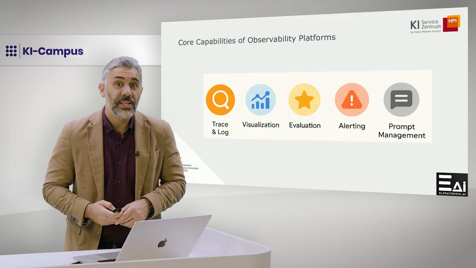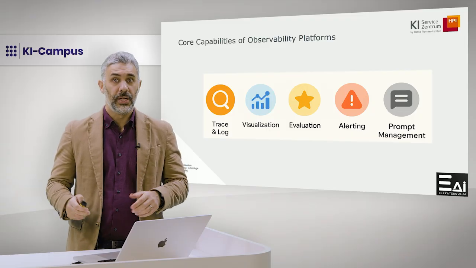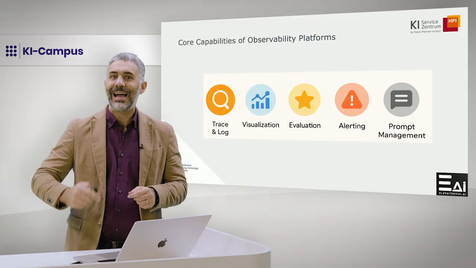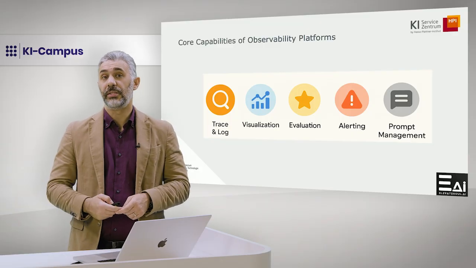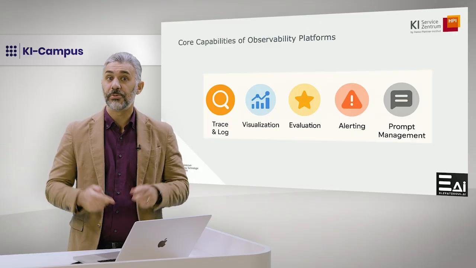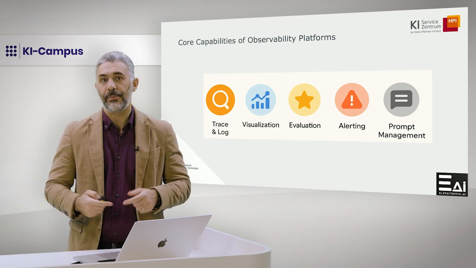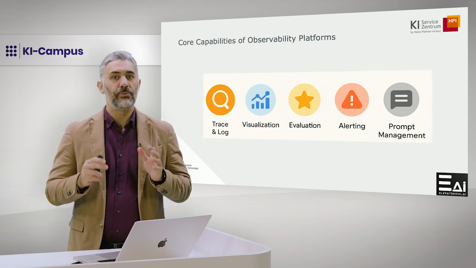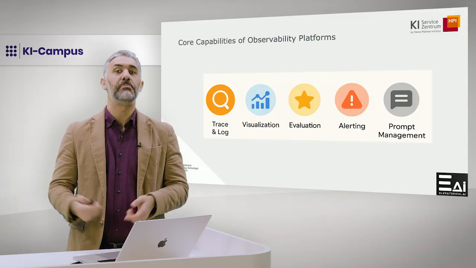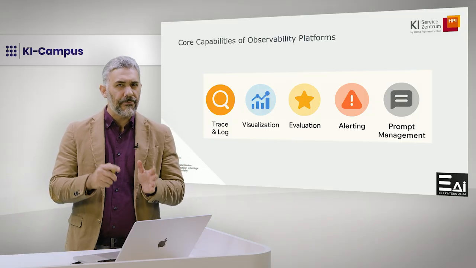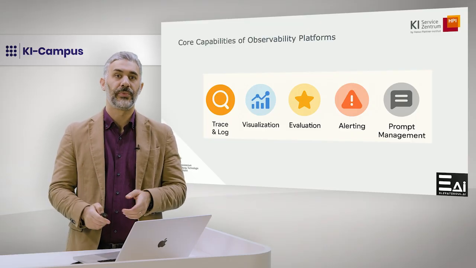Now that we have seen some of the major observability tools in the ecosystem, it's useful to understand the types of capabilities they actually provide. Most observability platforms for agentic AI systems fall into a few common categories. First, trace and log capture. These tools automatically record model inputs and outputs, tool calls, intermediate steps, metadata, and timing information. Everything you need to understand what happened inside an agent workflow.